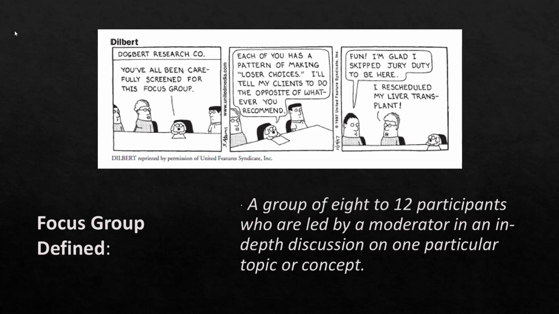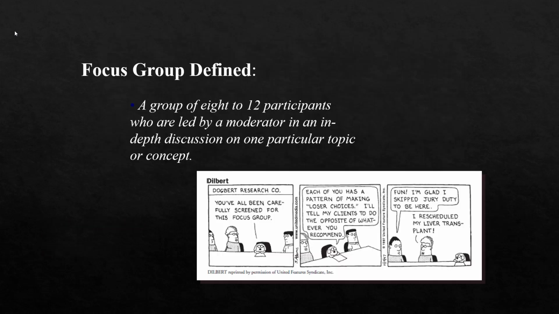Now, we look at the focus group. This is a formal definition: a group of 8 to 12 participants who are led by a moderator in an in-depth discussion on one particular topic or concept. I think 12 is the maximum number you can manage efficiently, because if you have, say, 90 minutes and 10 people, that's 9 minutes per person. If you have 12 participants, the minutes of discussion per respondent are going to be reduced.